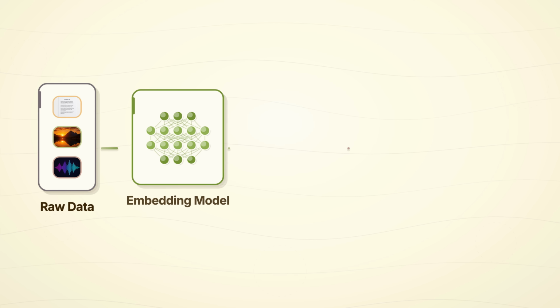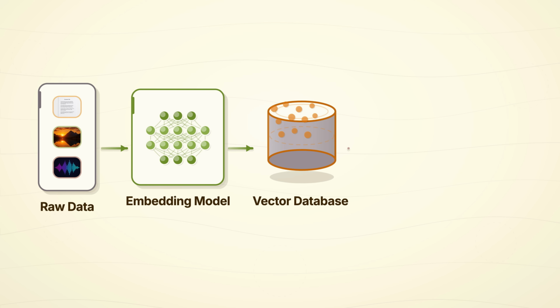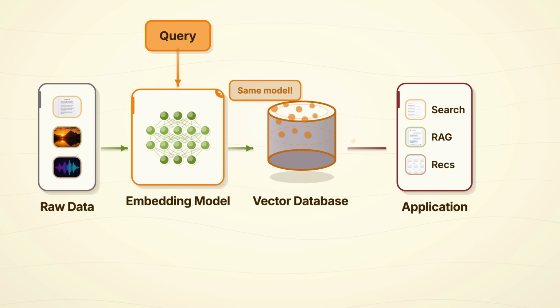Raw data comes in, text, images, audio, whatever you're working with. An embedding model converts it to vectors, numerical coordinates that capture meaning in high-dimensional space. A vector database stores those vectors in intelligent index structures designed for fast similarity retrieval. Queries get embedded with the same model. The database finds similar vectors in milliseconds, not minutes. Your application uses those results for search, RAG, recommendations, whatever you're building.